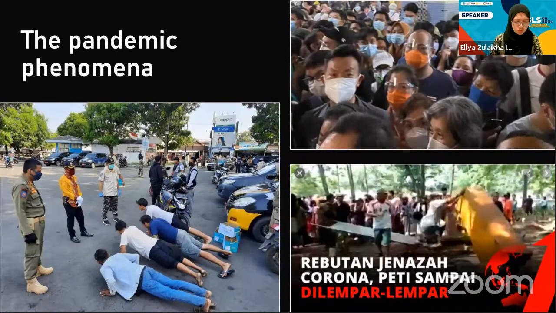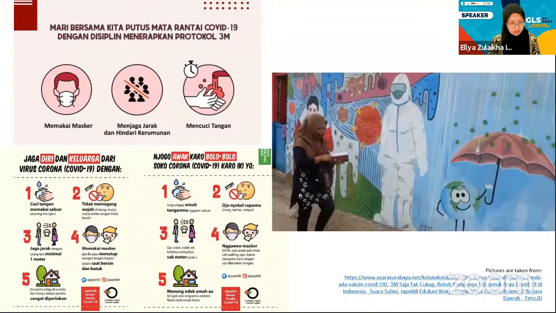Besides the problem of masks, I also found that there are still some unavoidable crowds. Even in this picture, people fight to take over the funeral of a COVID patient that is supposed to be done by a special COVID funeral attendant. How come this phenomenon still happens? I bet almost all of you know about the importance of wearing masks to avoid the virus. I bet everybody already knows that 3M, 5M, whatever. There are a lot of campaigns already, almost every time, everywhere, even using creative local content. How could it not be effective enough to make people more disciplined?